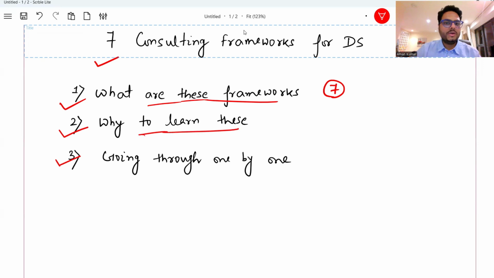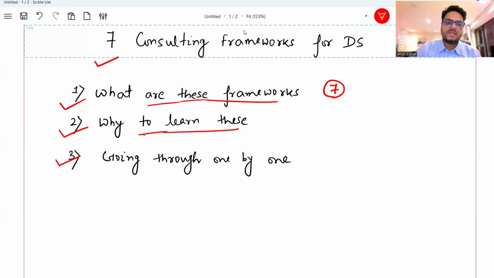A few things are going to happen, guys, if you know these frameworks. First, you are going to save a lot of time. Second, you are going to impress people on the fly: your stakeholders, your clients, your teammates, your managers. Third, your thoughts are going to be very organized and systematic. And fourth, you are going to know how to analyze a given problem, how to break it into multiple sub problems, and how to approach it.